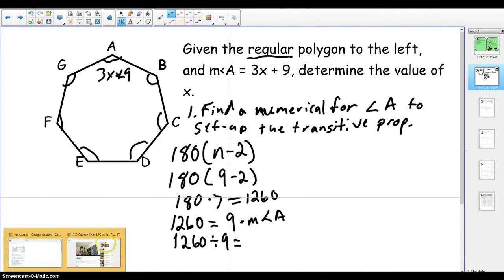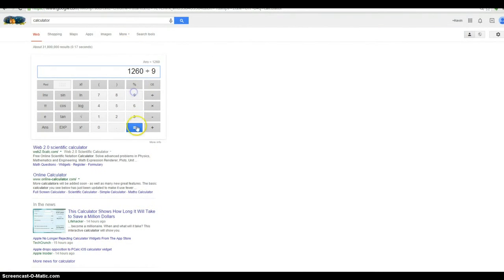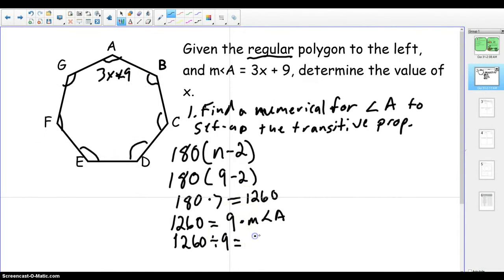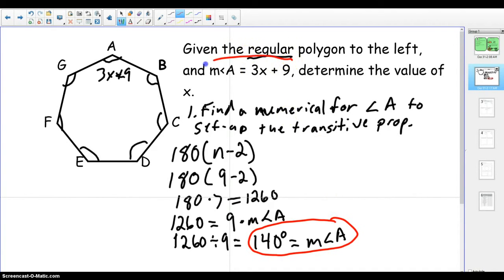Switching back to the calculator again quick. We get 140 degrees. And that equals the measure of angle A. Now this is the important part. This is where we can set up our transitive property. We have one equality for the measure of angle A and a second equality for the measure of angle A. Because angle A is in both of these, we can say 3x plus 9 equals 140 degrees.